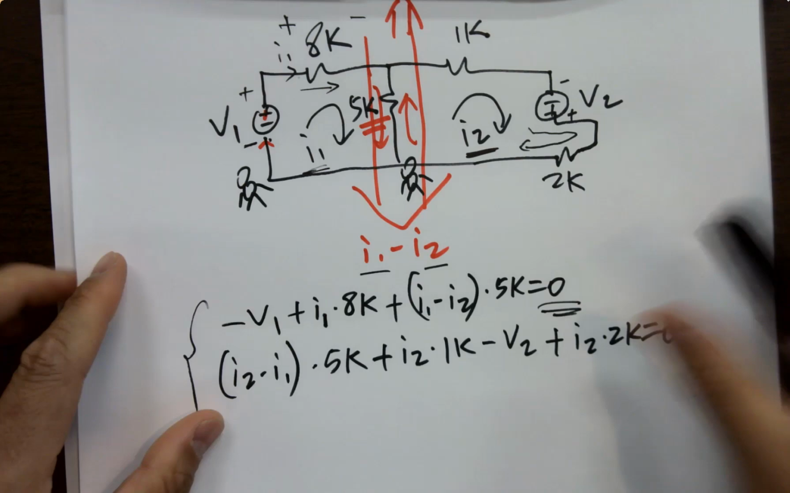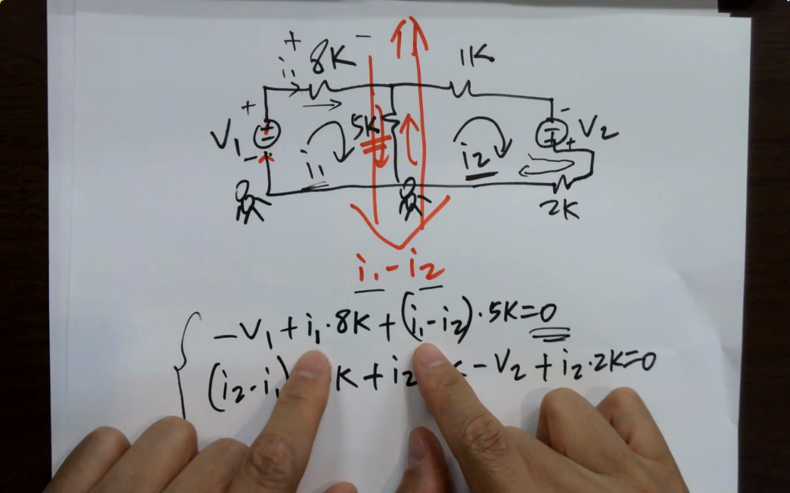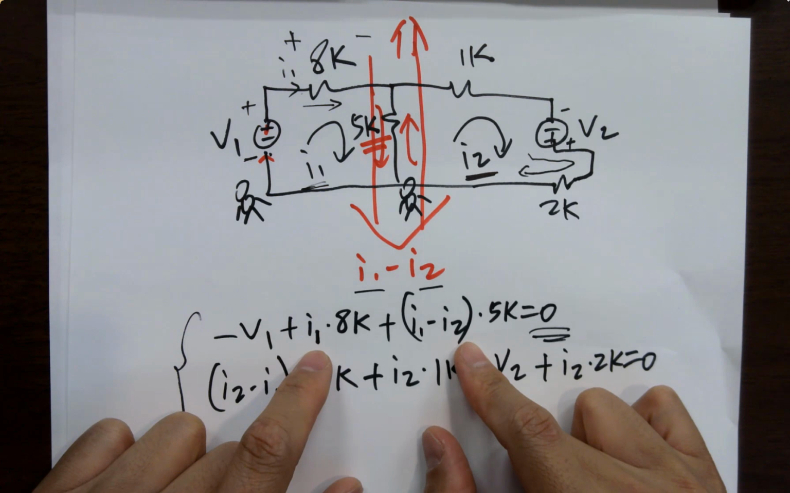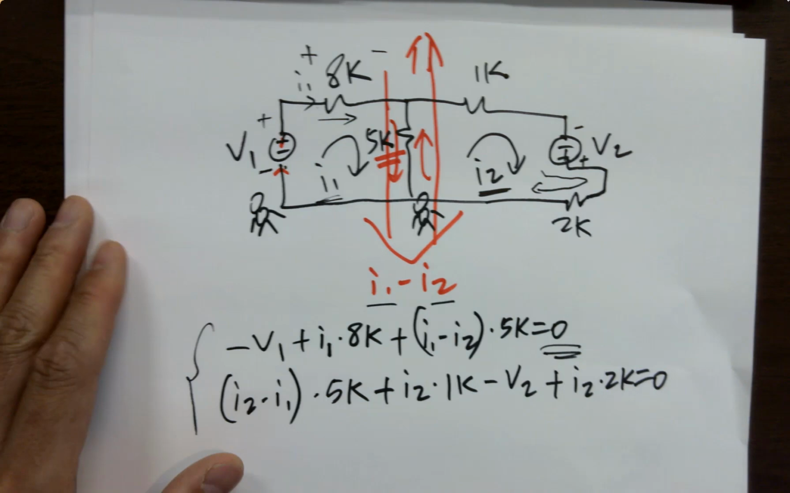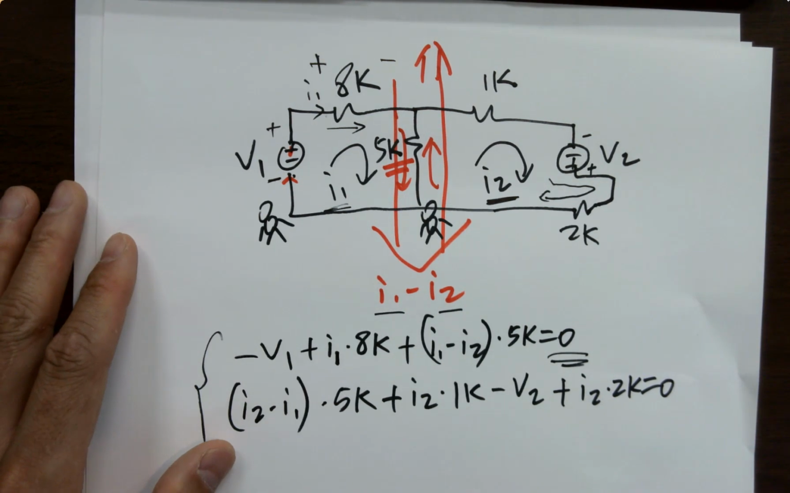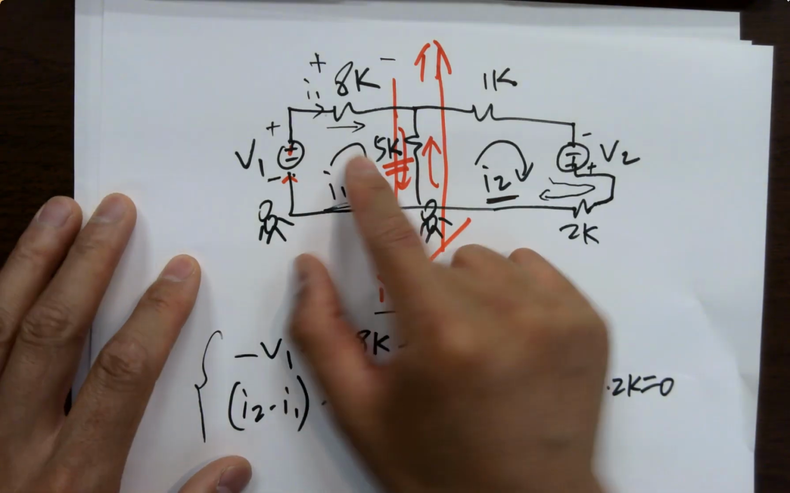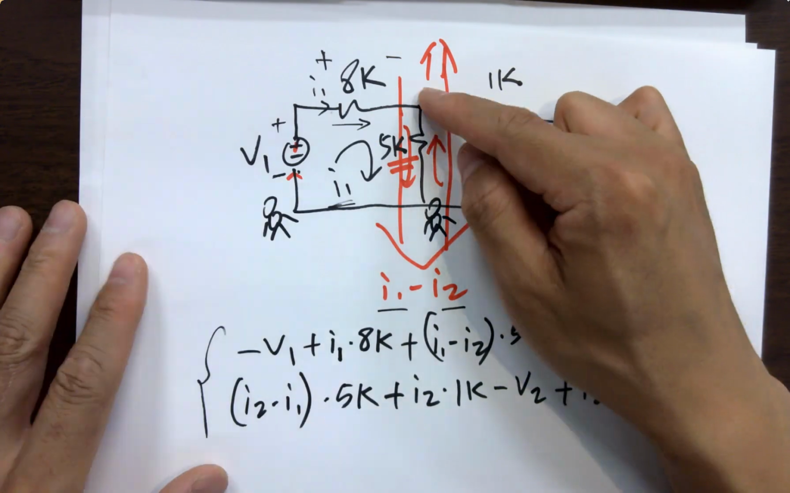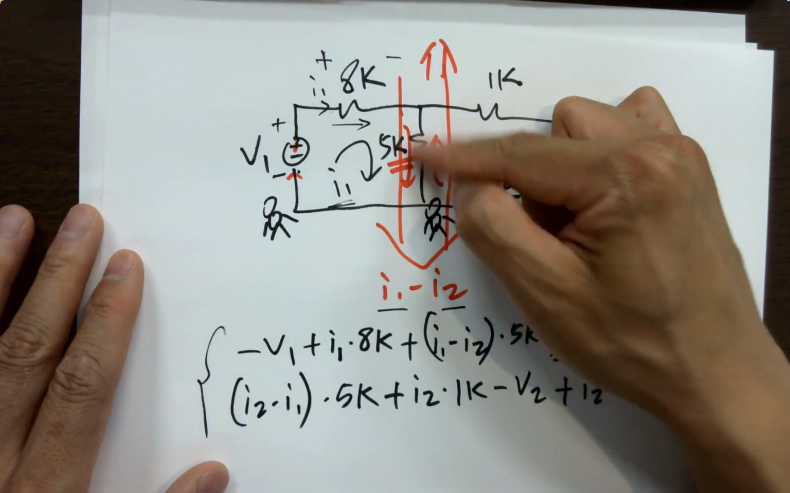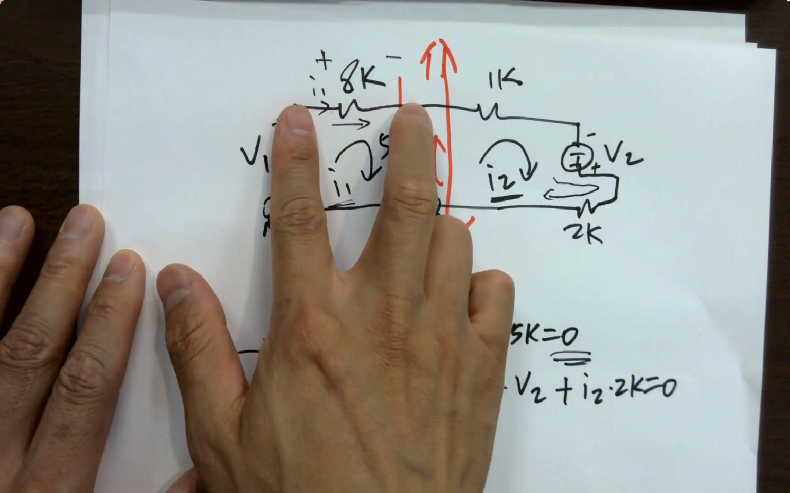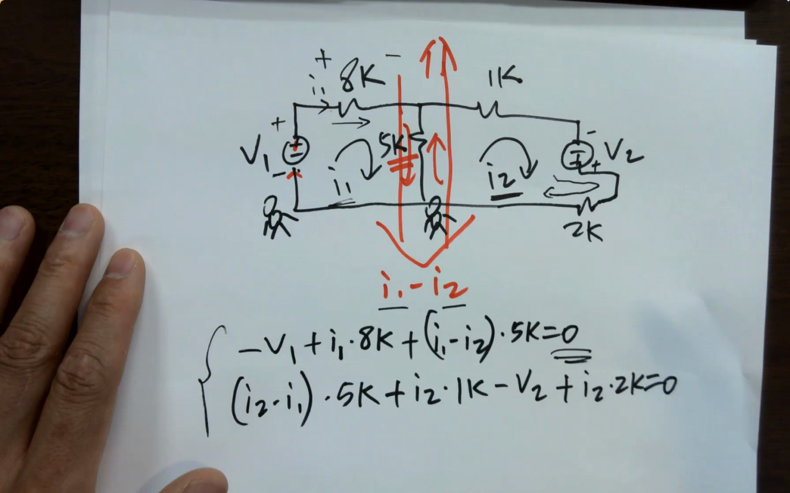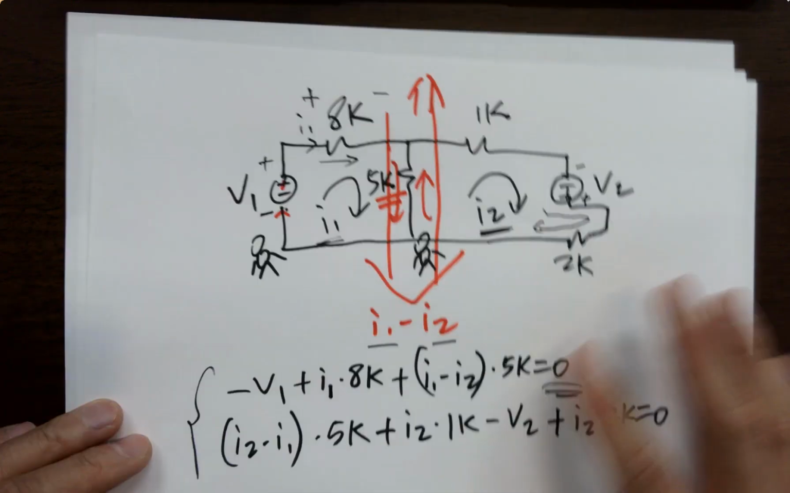Okay, one more question. If you use these two equations, you can calculate I1 and I2, right? No problem. So once you get I1 and I2, can you get everything in the circuit? Yes, because I1 is given, and I1 minus I2 will be the real physical current flowing from top to bottom for this resistor. So you get a voltage. You got a voltage, done. You know everything about the circuit. Let's move to the next.